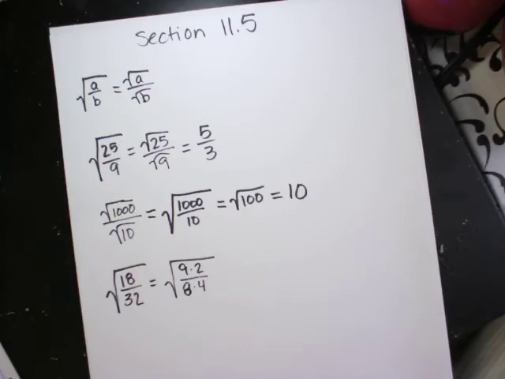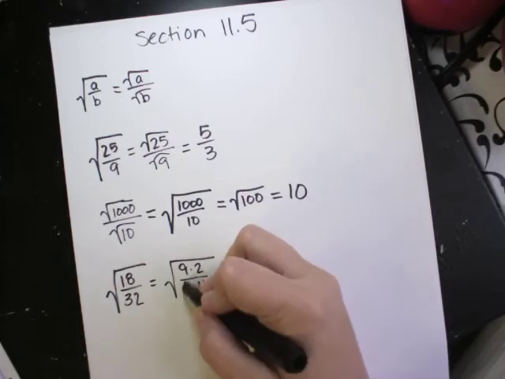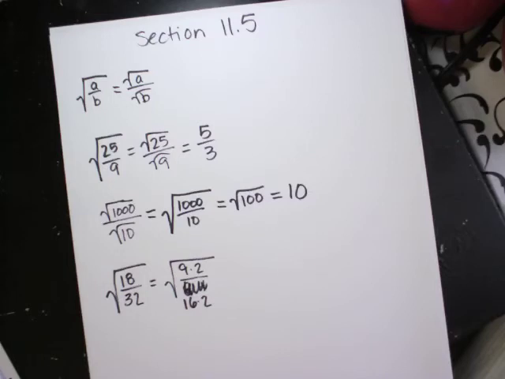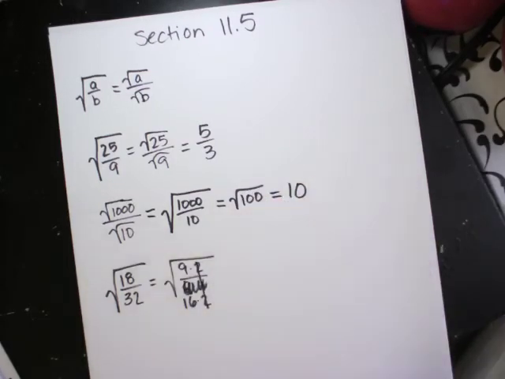Is there a better way we can do it? Actually, wait. I think there's a better way. We could do 16 and 2. Let's do 16 and 2. I think that's better. Now, cancel out the 2s, right? There you go. That's why that helped us.